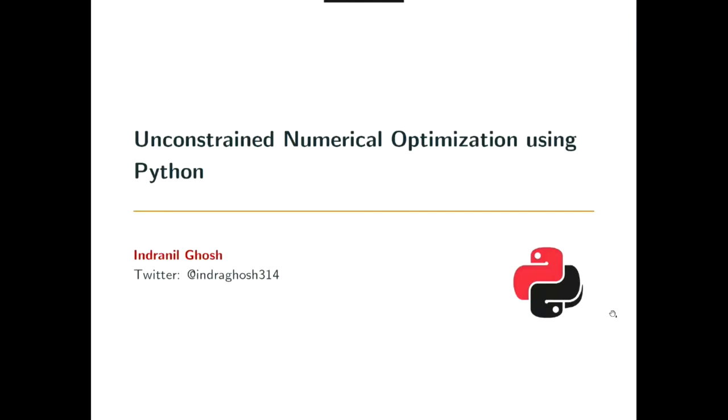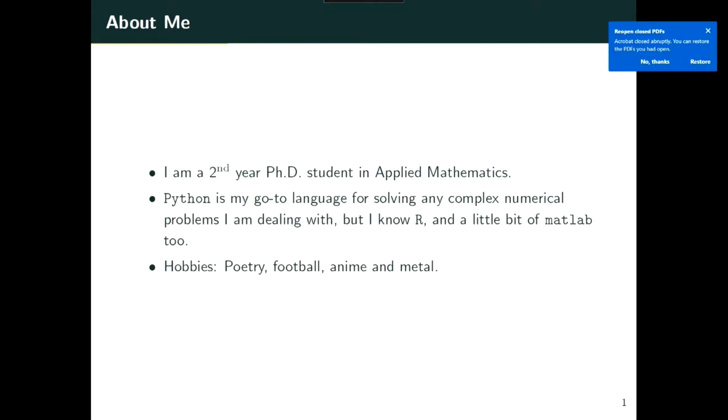Okay, as I said, I'm a PhD student in maths, and I know Python, and a little bit of R, and a little bit of MATLAB too. The situation is, in my department, everyone uses MATLAB, but I'm the only one who uses Python, and Python is my go-to language for every problem that I'm trying to solve. So yeah, a Python nerd, big Python nerd.